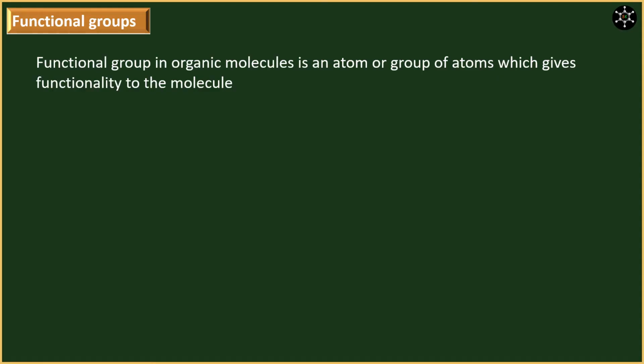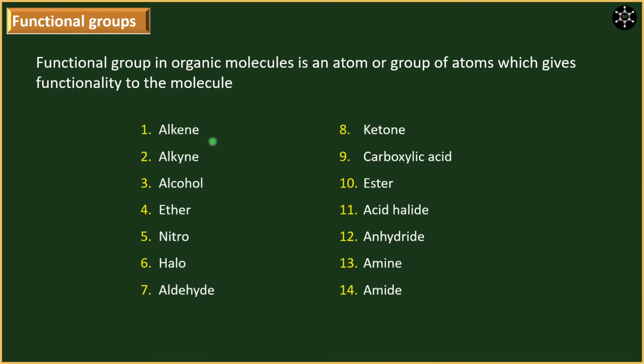Functional group in organic molecules is an atom or group of atoms which gives functionality to the molecule. Example: alkene, alkyne, alcohol, ether, nitro, halo, aldehyde, ketone, carboxylic acid, ester, acid halide, anhydride, amine, amide are few functional groups. We will be identifying all these functional groups in this video.